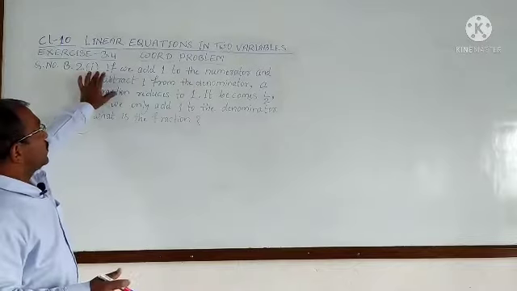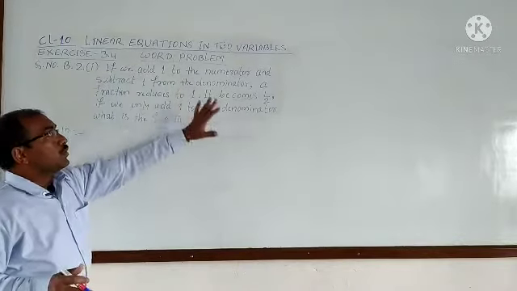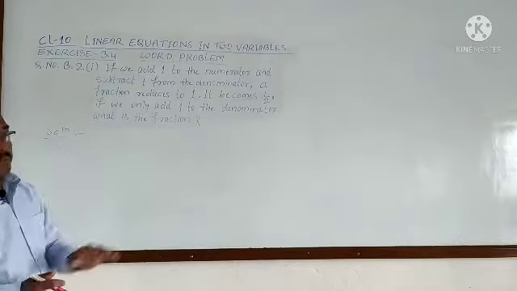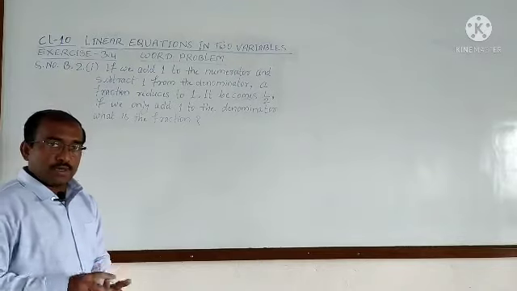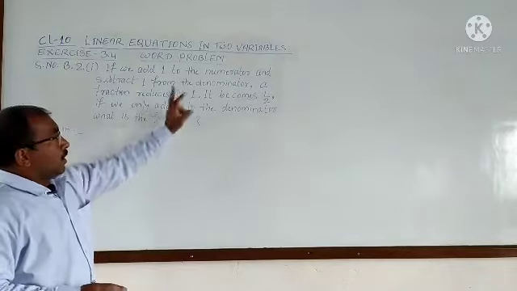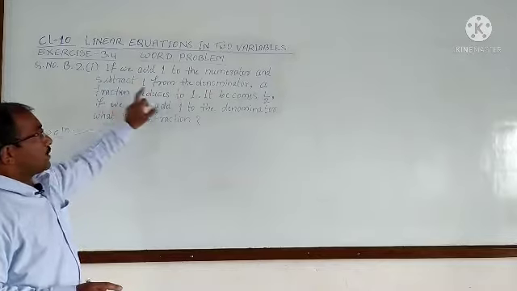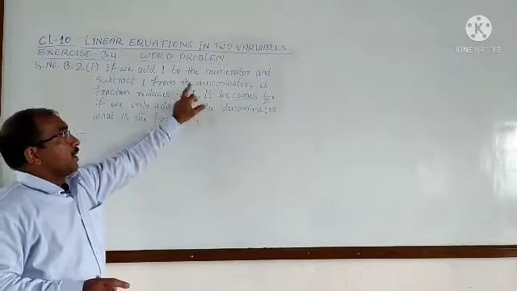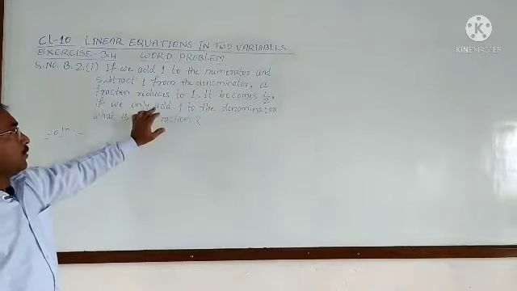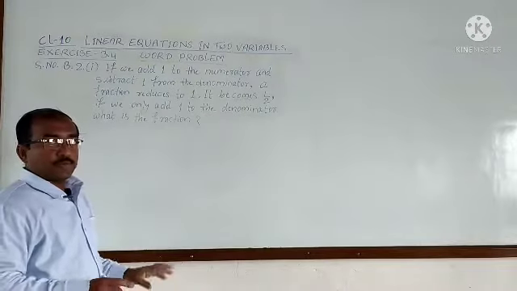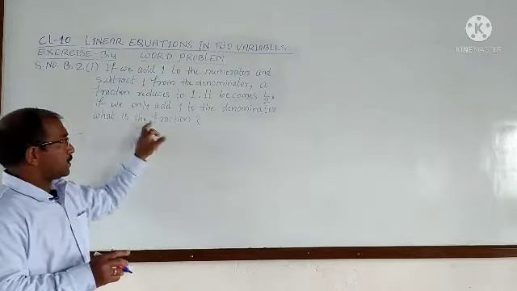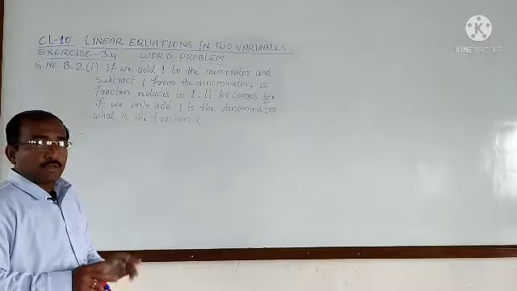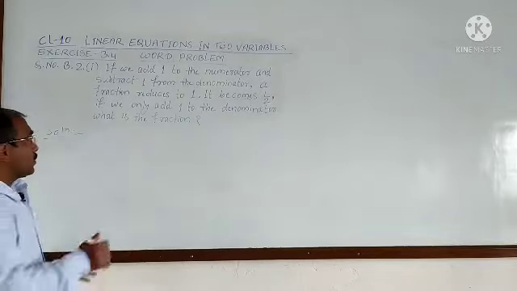Let us start. The question is here: if we add 1 to the numerator and subtract 1 from the denominator, that means 2 are unknown to us, numerator and denominator, a fraction reduces to 1. It becomes 1 by 2 if only we add 1 to the denominator. So these are the conditions here. The question is, what is the fraction then? In a fraction, numerator and denominator both are unknown to us.